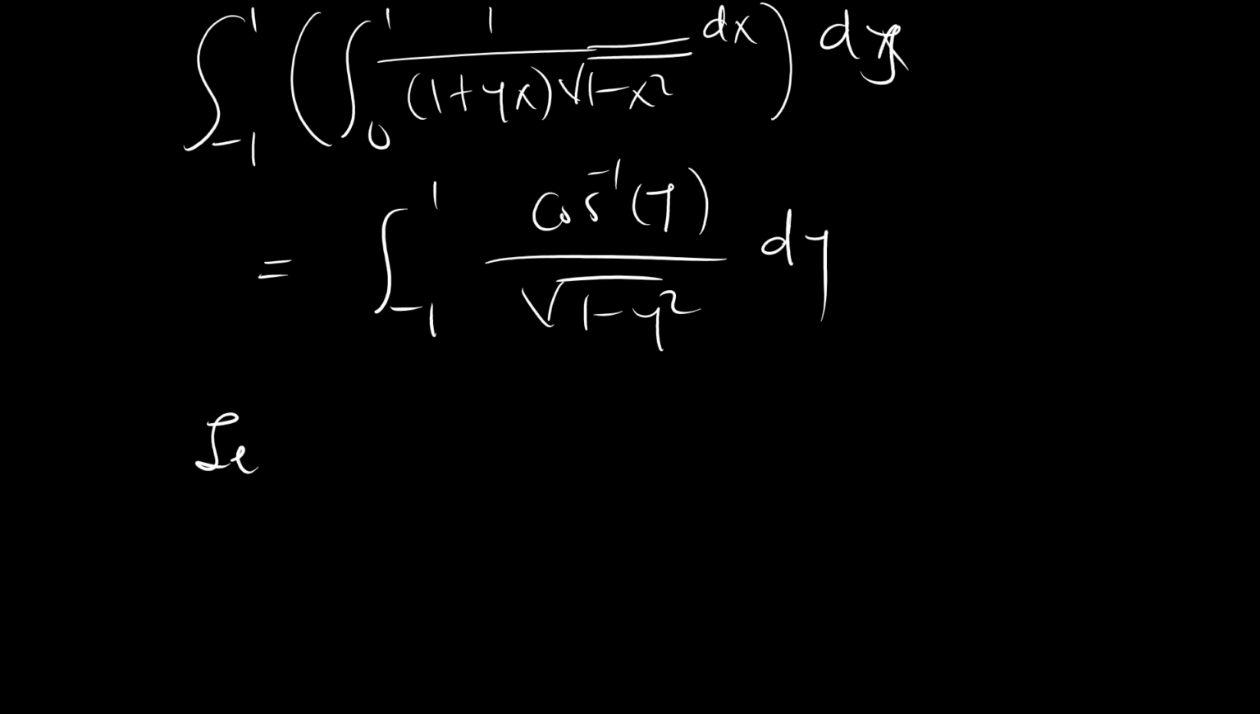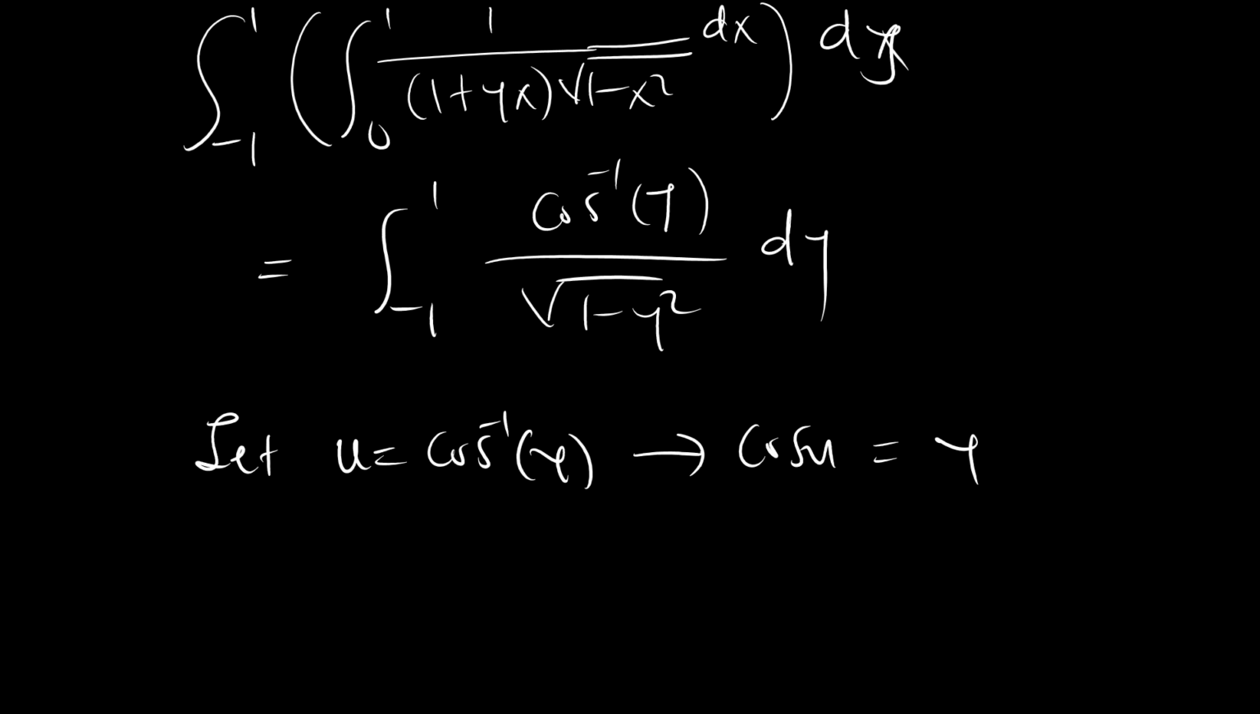And I would say let u be equal to arc cosine of y, such that cosine of u is equal to y, and so negative sine of u du dy is equal to 1, meaning that negative sine of u du can be used to substitute for dy.